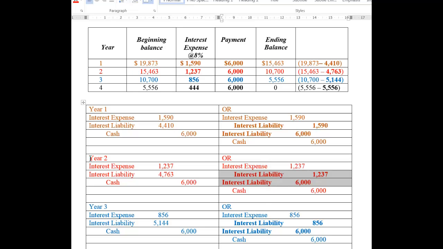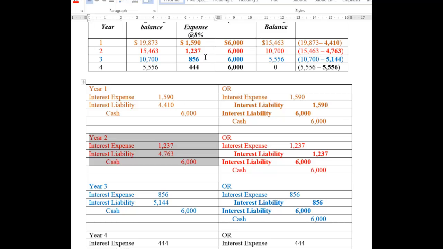So the other way you can do it, if you don't want to do it as two entries, you can do it the way we've done here. You can debit the expense, $1,237, credit cash, $6,000, because that's your payment, and debit the liability, the interest liability, by the difference, which is $47.63. So when we reduce the liability by $47.63, we get an ending liability of $10,700.